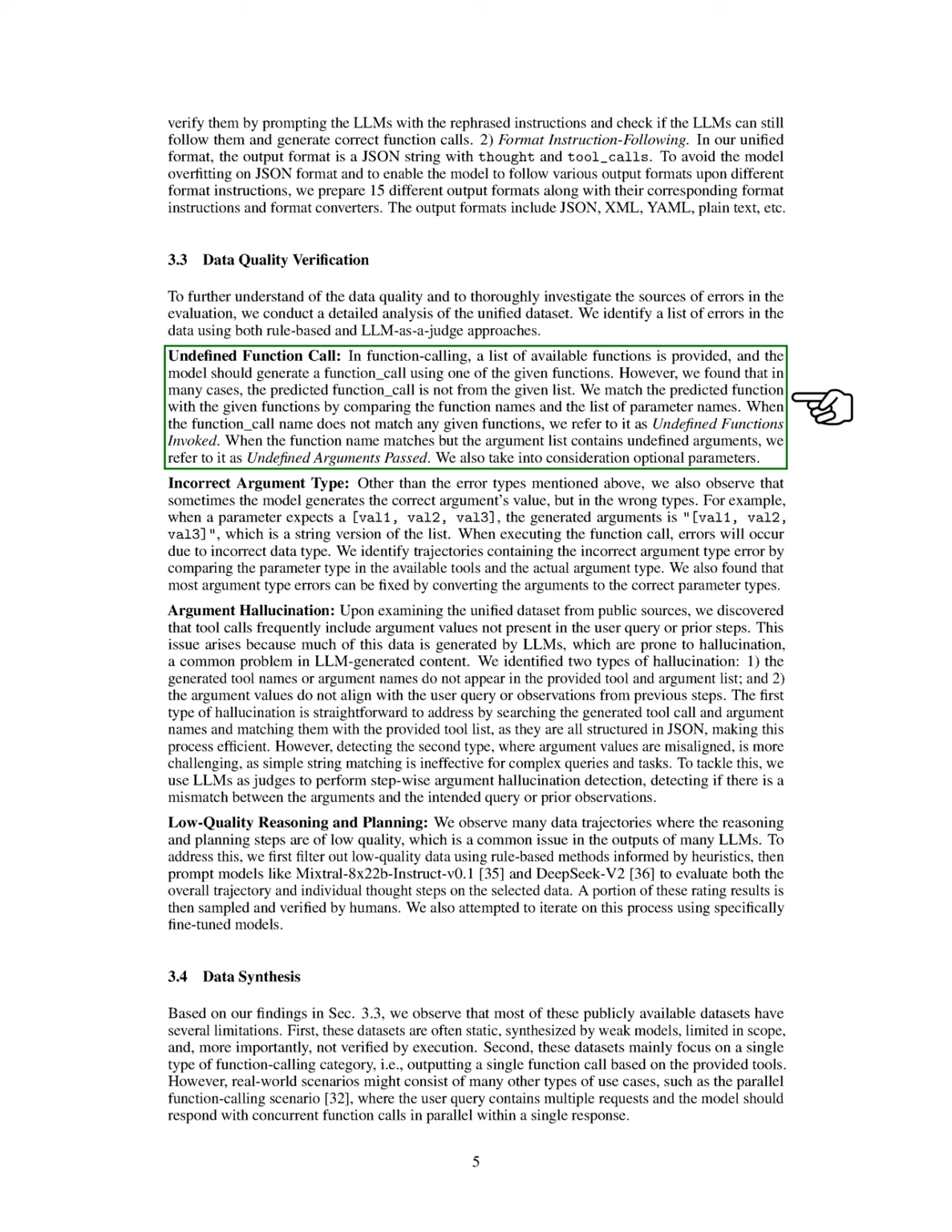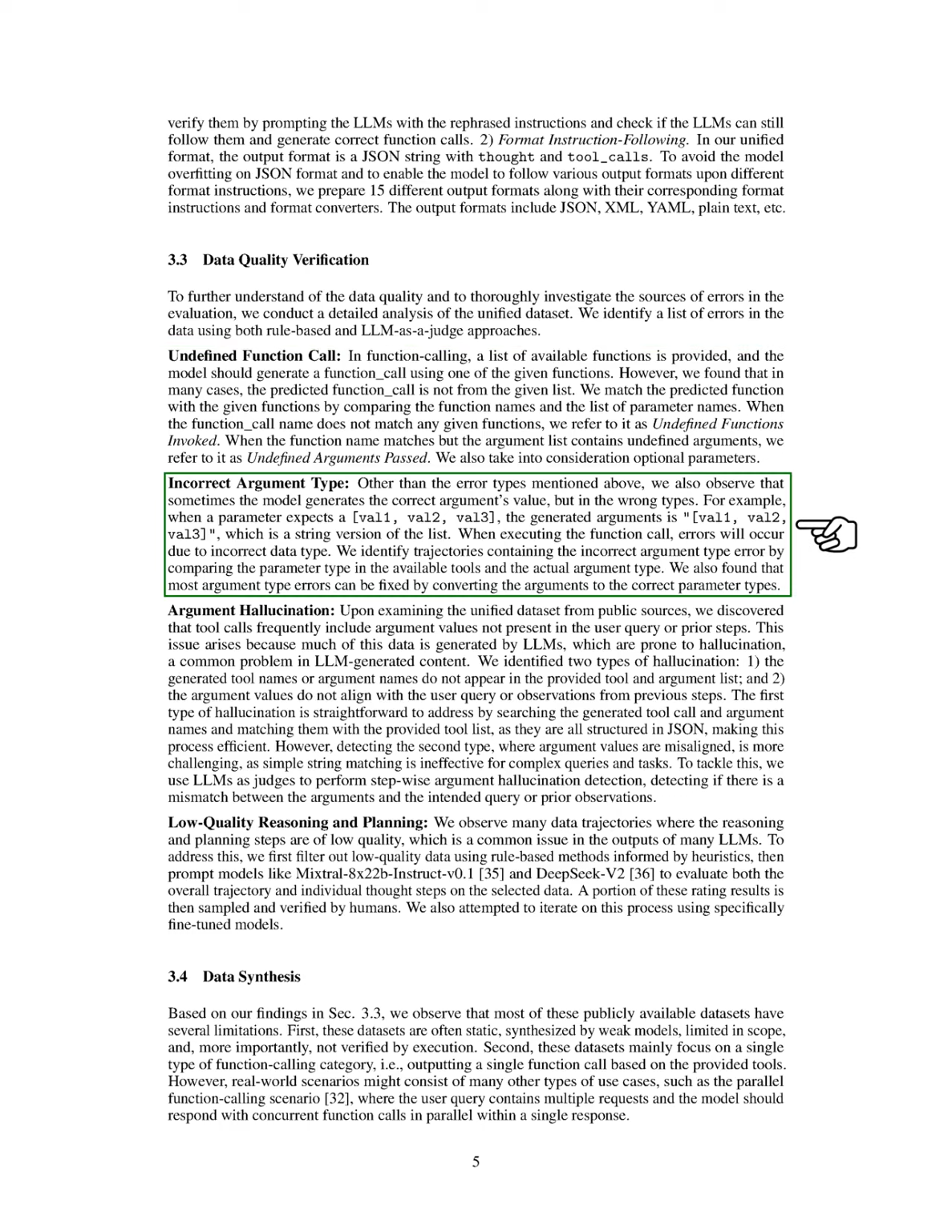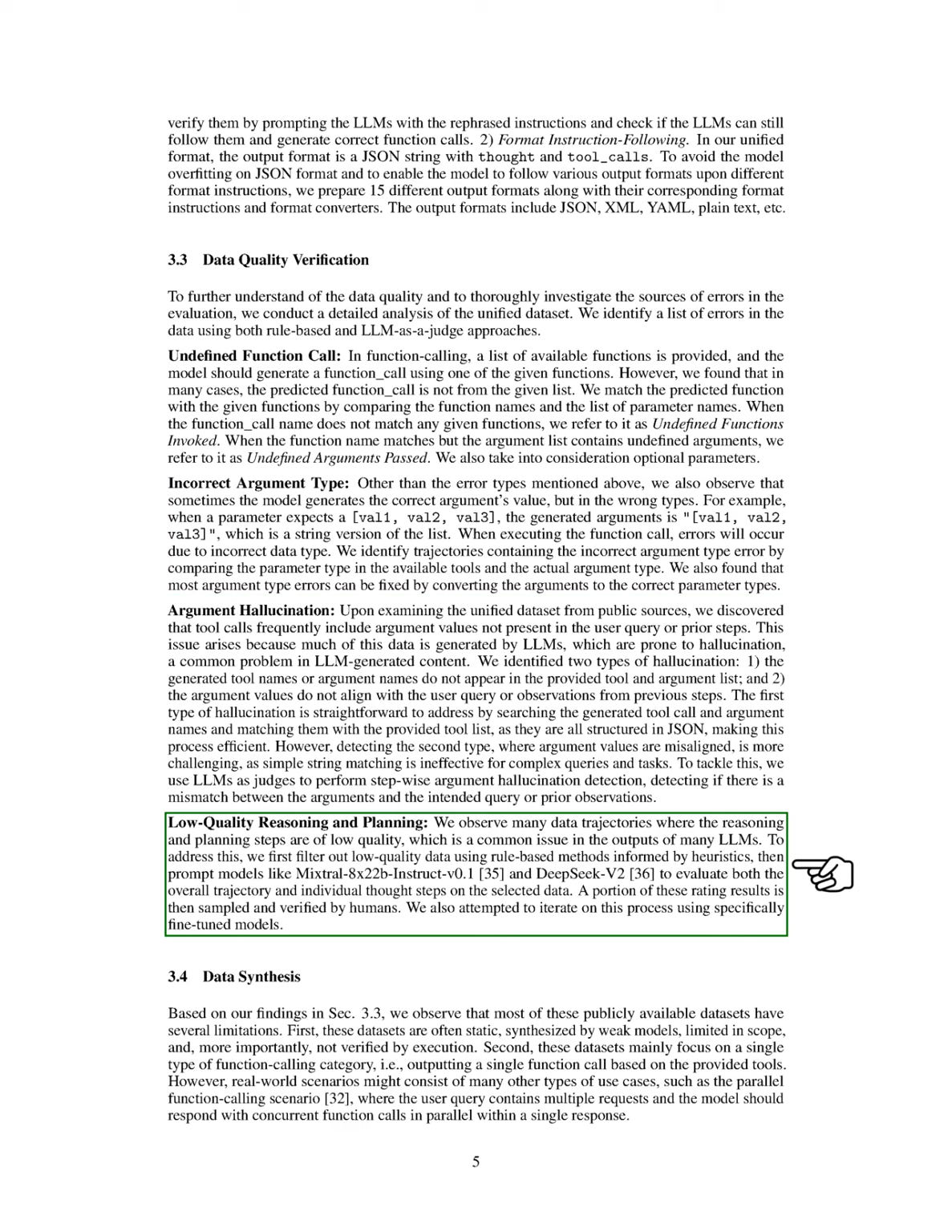Undefined function calls occur when the model generates a function call not present in the provided list. We also check for incorrect argument types, where the model may generate the right value but in the wrong format. Argument hallucination happens when the model includes values not found in the user query or previous steps. We use LLMs to detect these mismatches effectively. Lastly, we filter out low-quality reasoning and planning by using heuristics and evaluating data trajectories with models, followed by human verification.